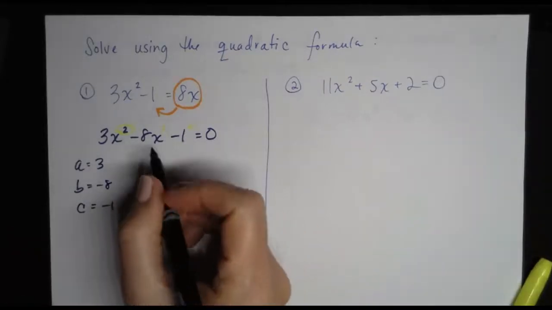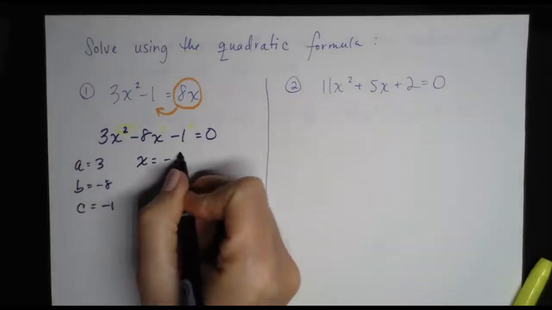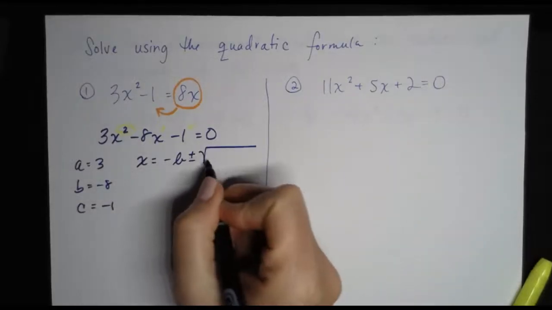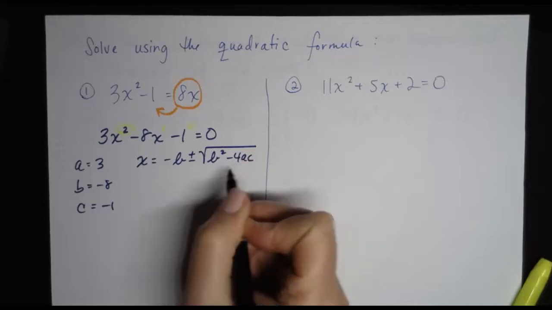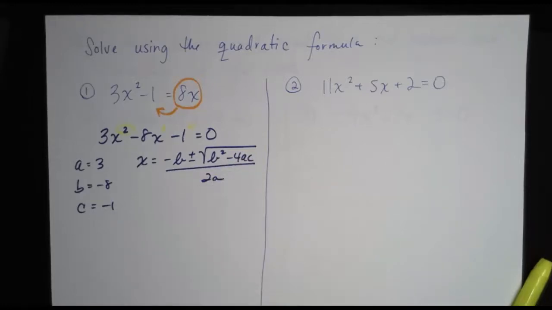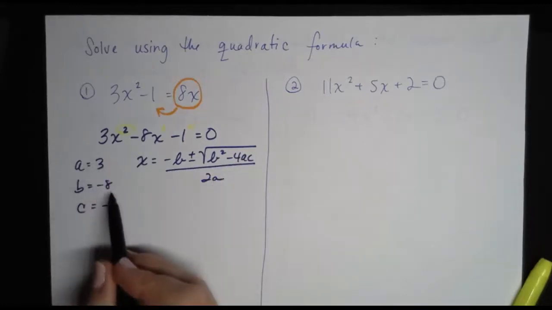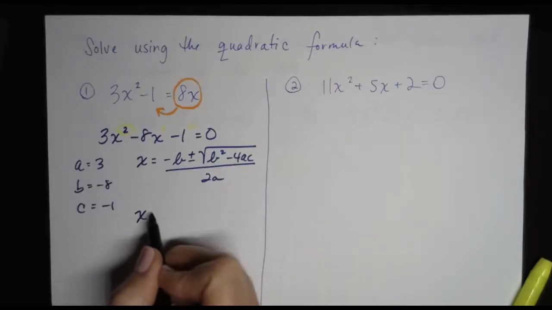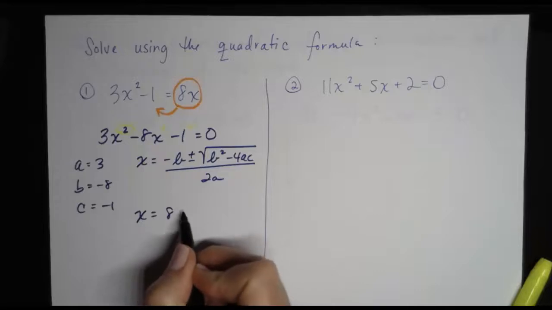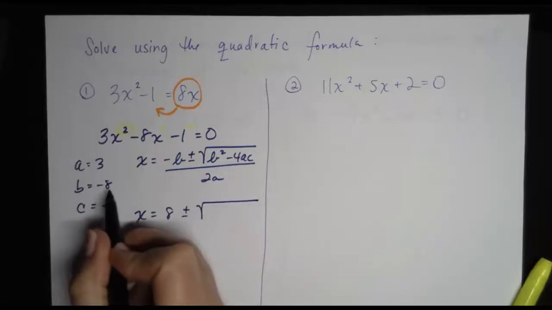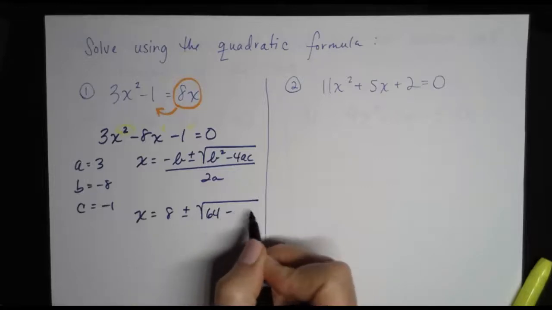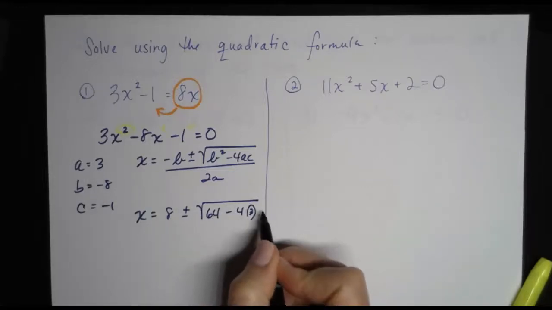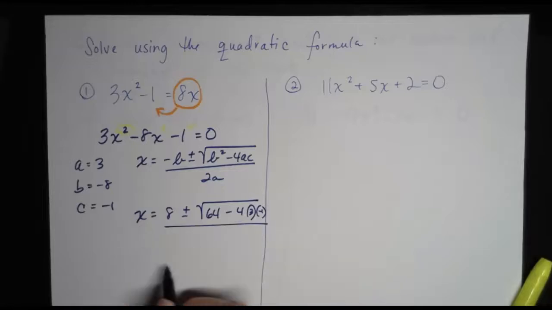So now let's write the quadratic formula. X equals negative b plus or minus the square root of b squared minus 4ac all over 2a. And if a is 3, b is negative 8, and c is negative 1, we're ready to make substitutions here. So x equals the opposite of b, which is 8, plus or minus the square root of b squared. Go ahead and just square the negative 8. It's 64. Minus 4 times 3 times the negative 1, all over 2 times a, which is 6.